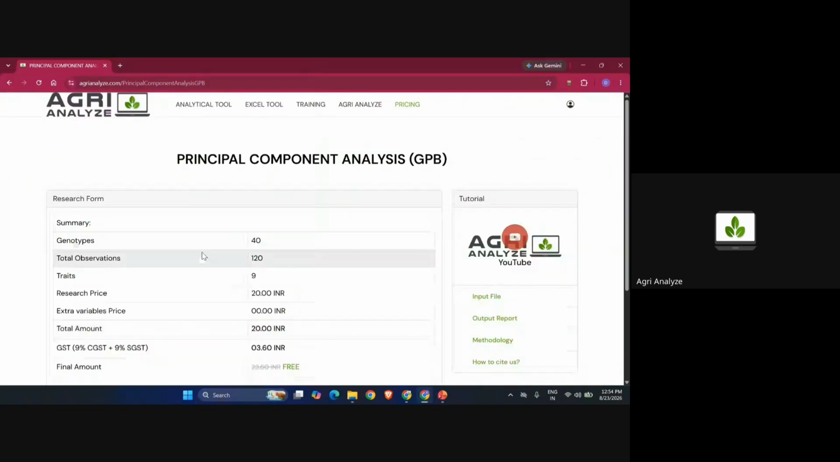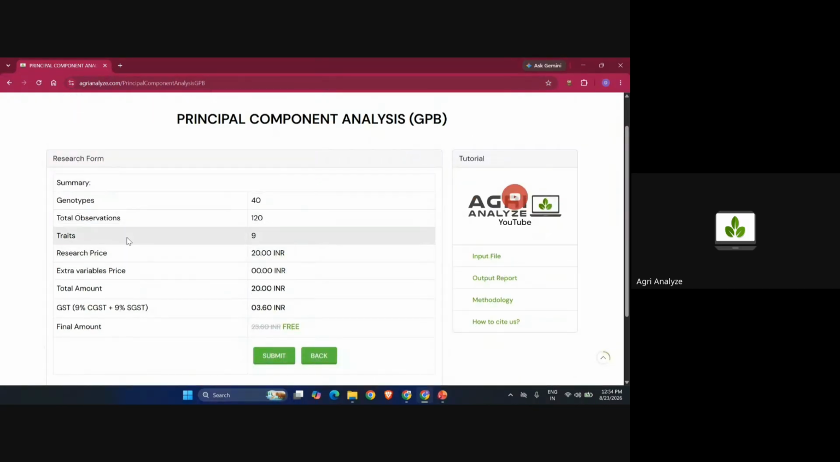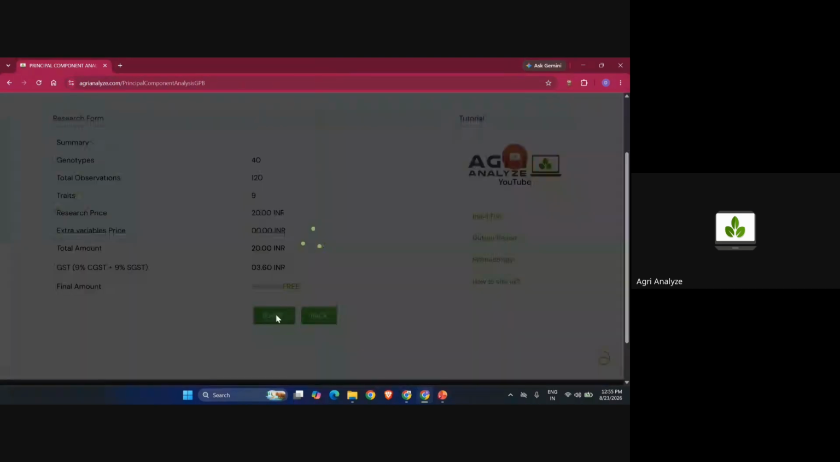So here the summary of your data set is given. We have 40 genotypes. Total observation is 120 because we have 3 replications of our data set. Then traits, it is 9. So this is the cost amount of your research price. Here, a total of 23.60 rupees is there for PCA analysis, but currently it is free. So after getting this information for your data, simply click on the submit button.